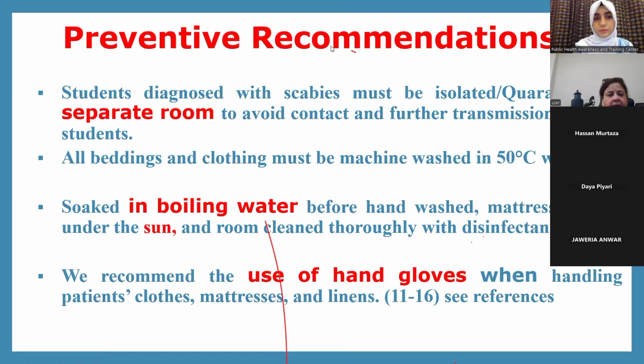Preventive recommendations: students diagnosed with scabies must be isolated in quarantine in separate rooms to avoid contact or further transmission to other students. All beddings and clothing must be washed in 50 degrees C water, soaked in boiling water before hand washing, mattresses dried under the sun, and the room cleaned thoroughly with disinfectants. We recommend the use of hand gloves when handling patients, clothes, mattresses, and linens. References are given.